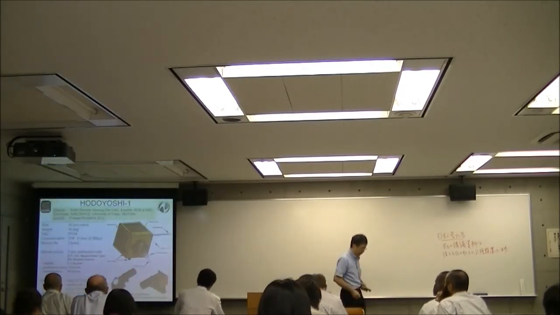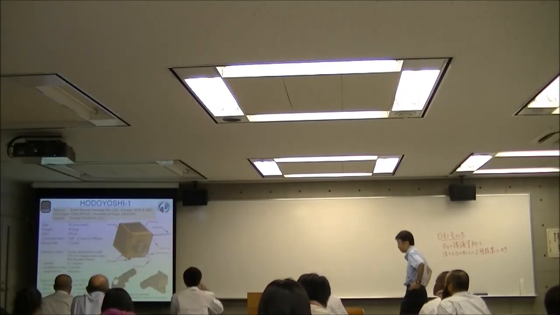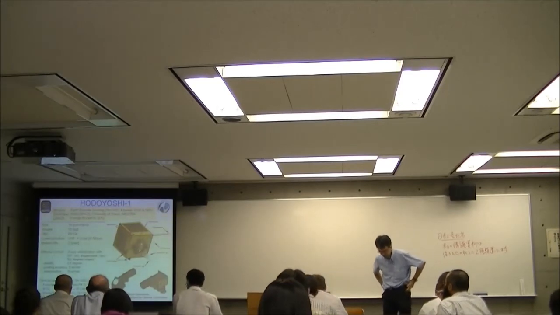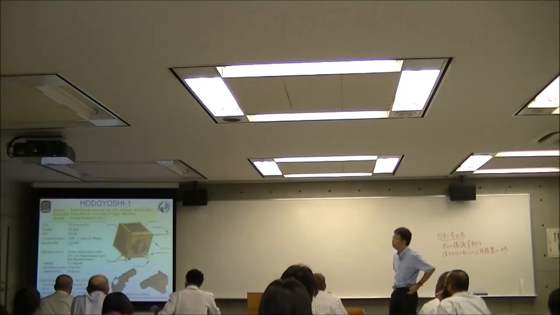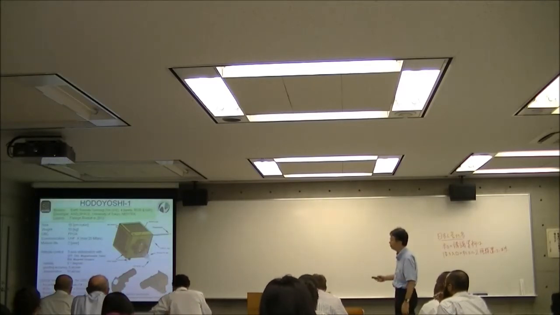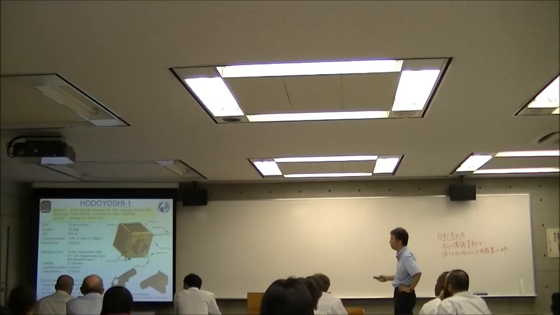And as I said before, we started a new satellite development project called the Hodoyoshi project 3 years ago. The first satellite in this project is called Hodoyoshi 1. Hodoyoshi 1 will be launched at the end of this year. This is a 6 meter ground resolution, 4-band, red, green, blue, and near infrared band remote sensing satellite.